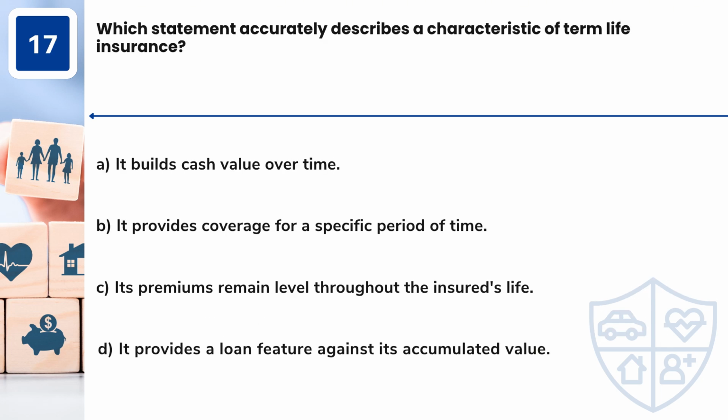Question 17. Which statement accurately describes a characteristic of term life insurance? A. It builds cash value over time. B. It provides coverage for a specific period of time. C. Its premiums remain level throughout the insured's life. D. It provides a loan feature against its accumulated value.